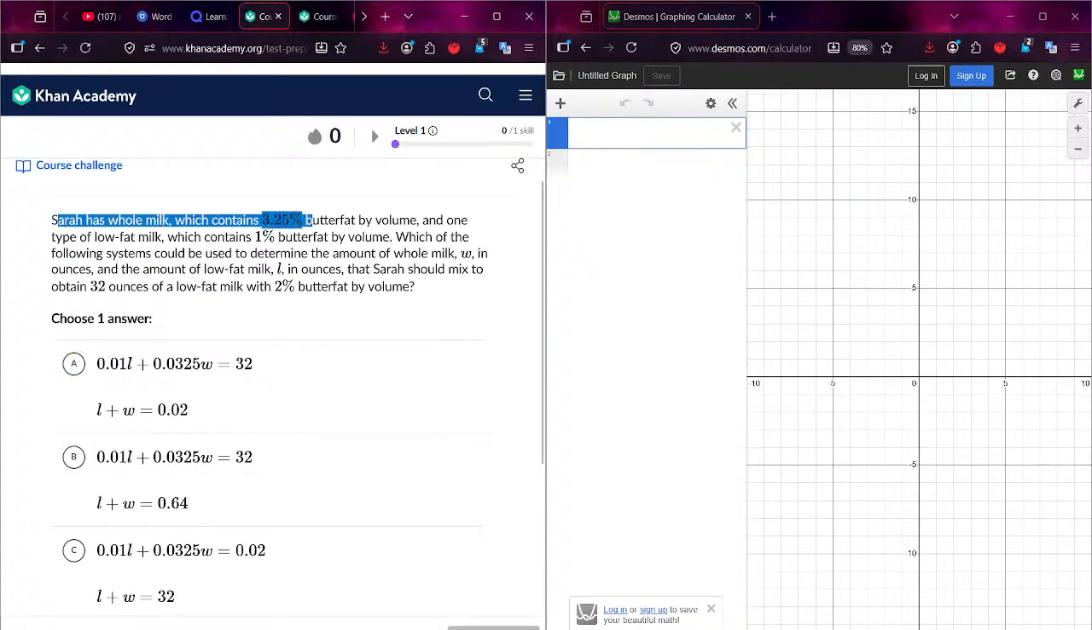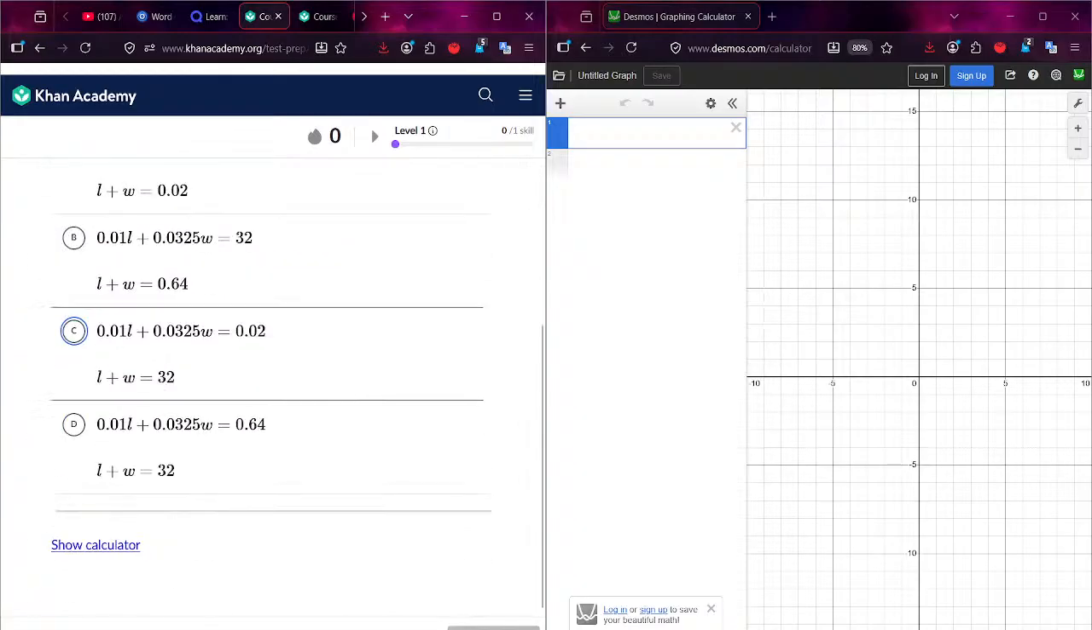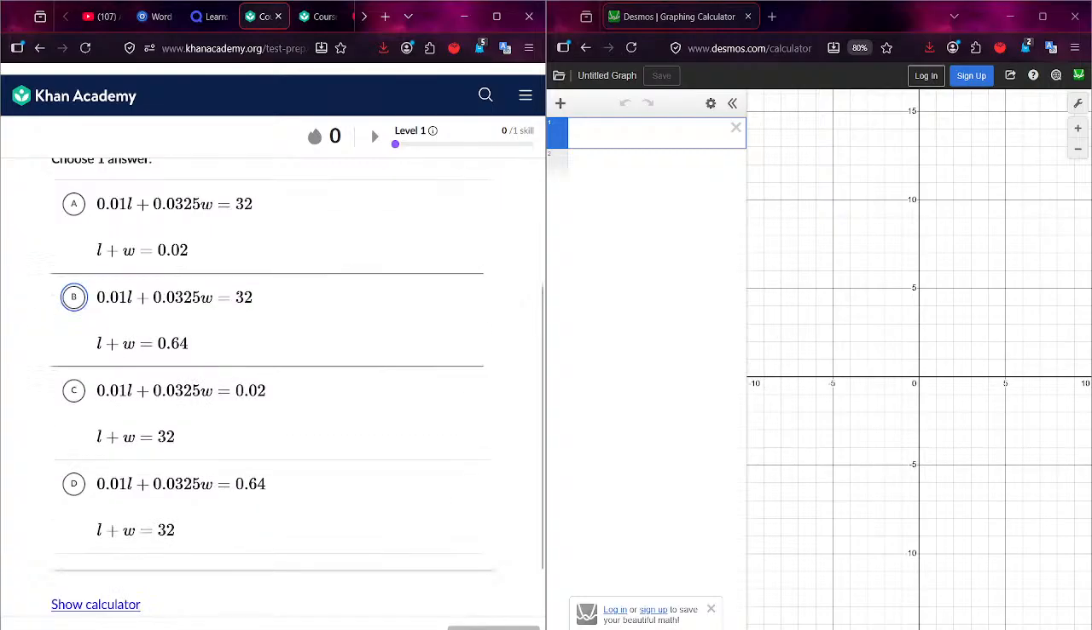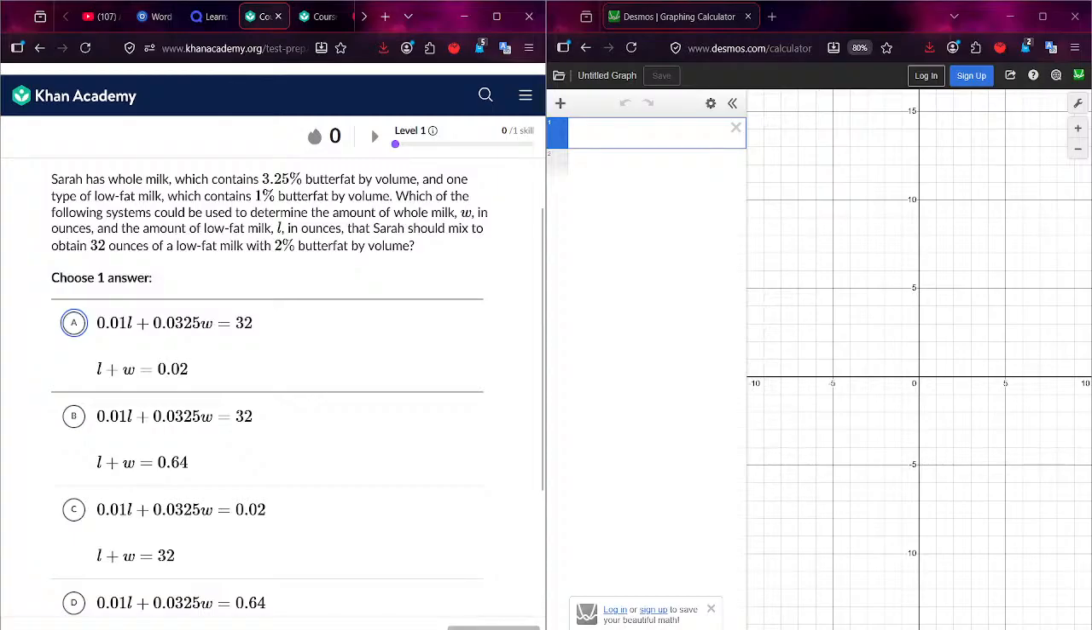Sarah's whole milk, which contains 3.25% butterfat by volume, and one type of low-fat milk, which contains 1% butterfat by volume. Which of the following systems could be used to determine the amount of whole milk in ounces and the amount of low fat? So it's another system of equations. So usually when you have that, it's going to be them added together. All of them have that.